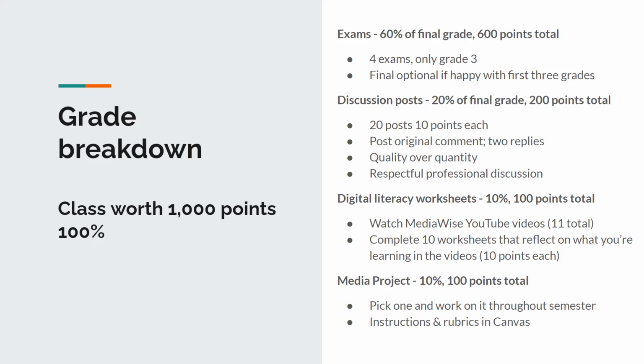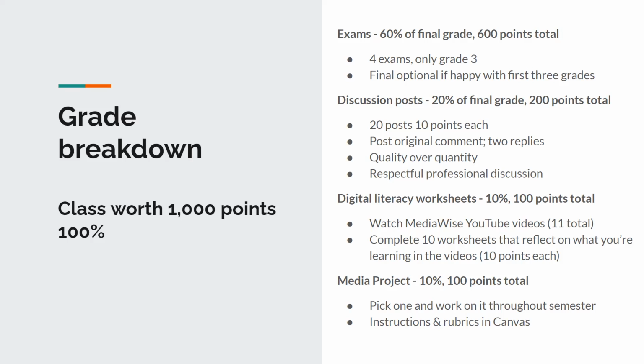Now, 20% of your grade is the discussion board posts. You're going to have 20 posts throughout the semester, which are worth 10 points each. You're going to be graded on the quality of your original post, how you're replying to the discussion board prompts, as well as whether or not you successfully reply to 2 peers by the deadline.